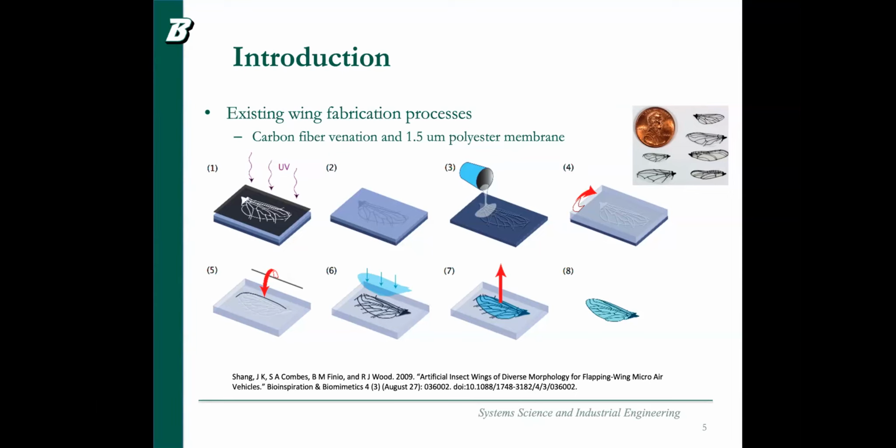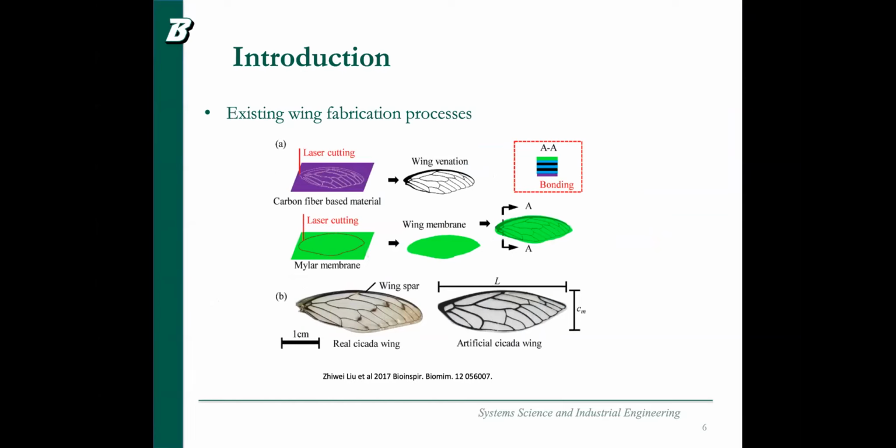So the real products are shown here in the top right picture. This is one way, and another way is, instead of photolithography, people do laser cutting. Using lasers, they cut similar shapes according to the location of the vein structures, then also manually put the carbon fiber based materials in as vein structures, and put a membrane on to emulate the structure, and finally get the artificial wings.